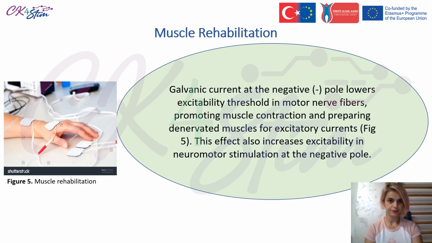For the effects in the case of muscle rehabilitation, we have the effect of the current onto the motor nerve fibers. When the negative pole is used as an active electrode, the excitability threshold for the motor fiber decreases, so their excitability increases. It will therefore be possible to stimulate the motor fibers and cause contraction, of course.